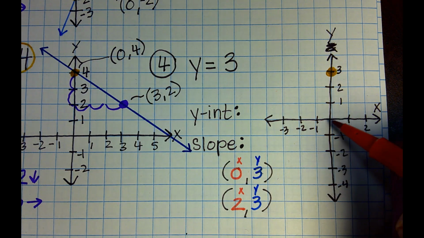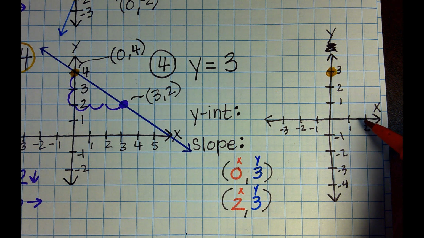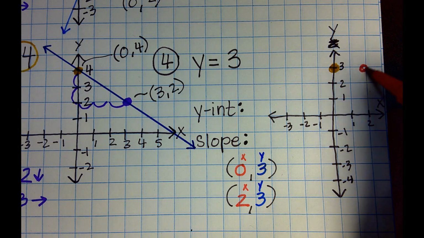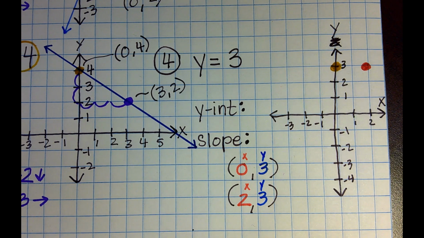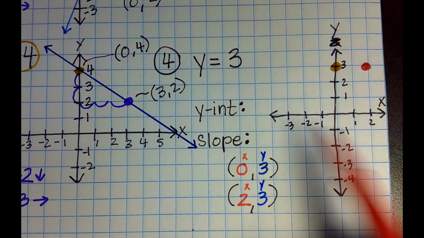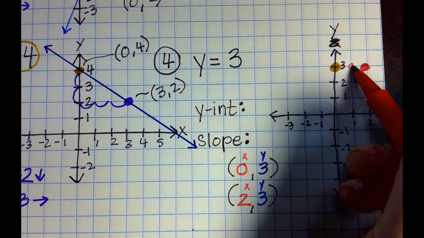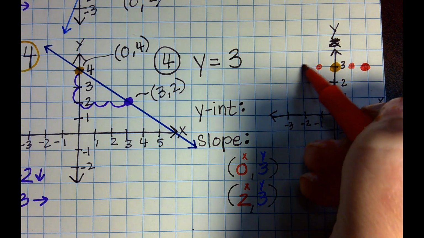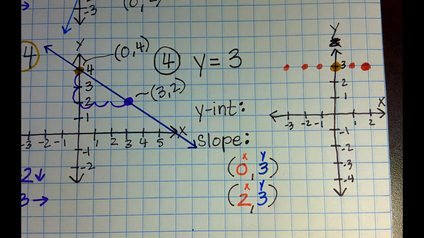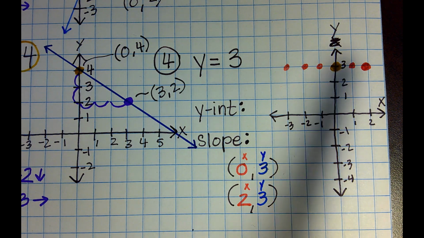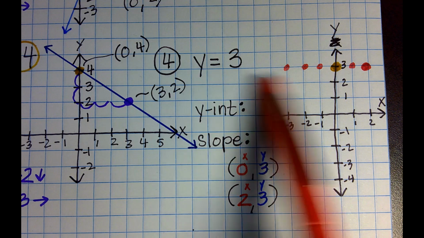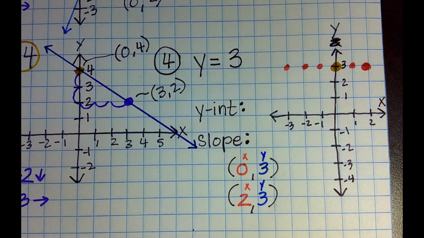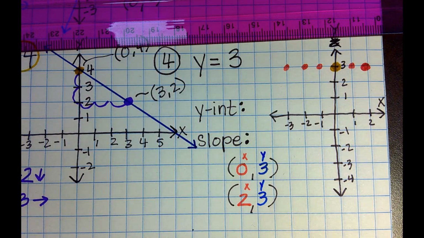So I would go over 2 on the x-axis and up 3 on the y. Just like that. And no matter what I choose for x, my y is always going to be 3. So it could go all the way across like this. It's going to end up giving you that line that's horizontal going straight across left to right. Y is 3. And then we'll just trace the line. And that's all there is to it.